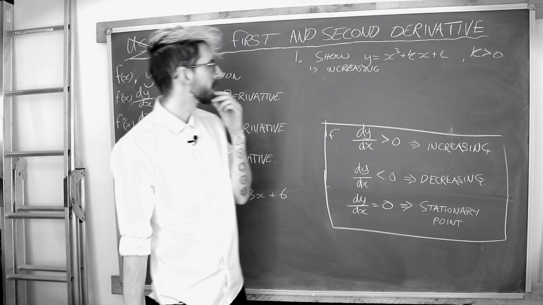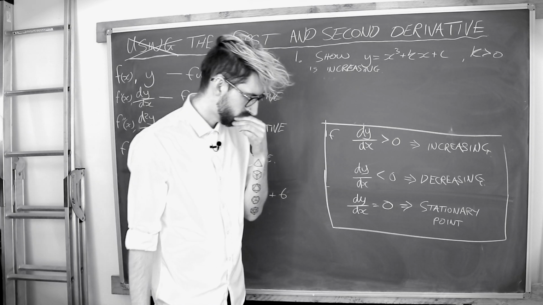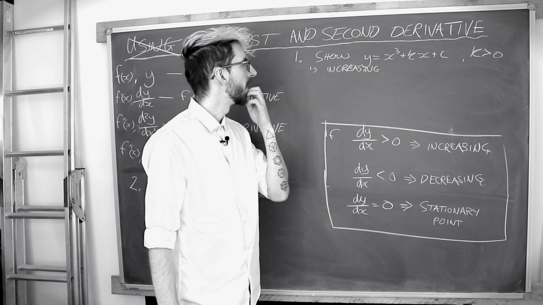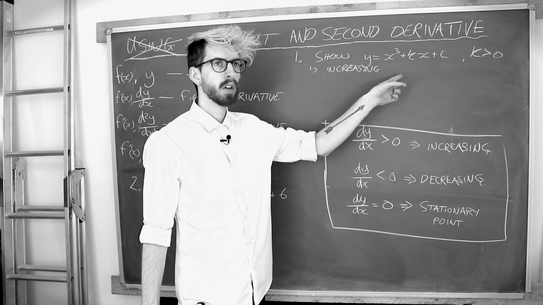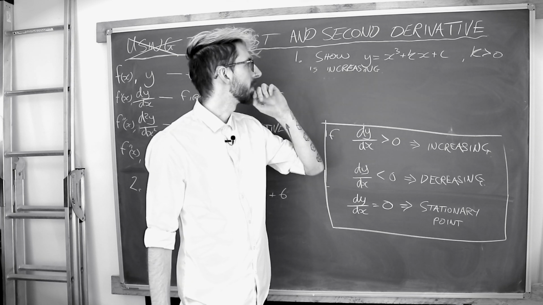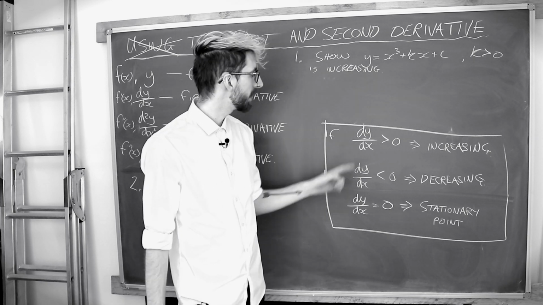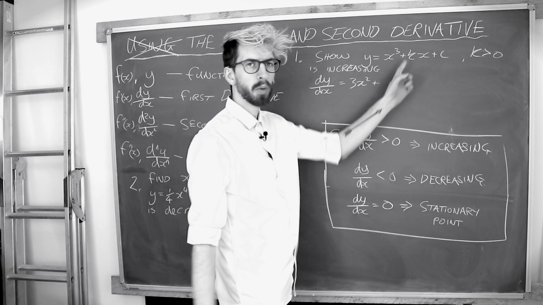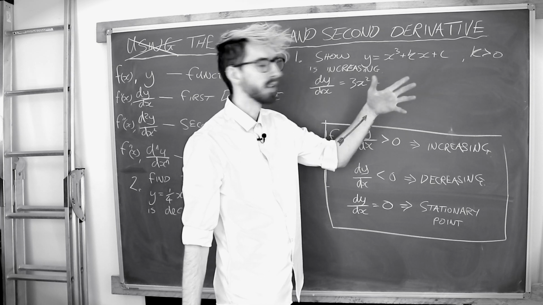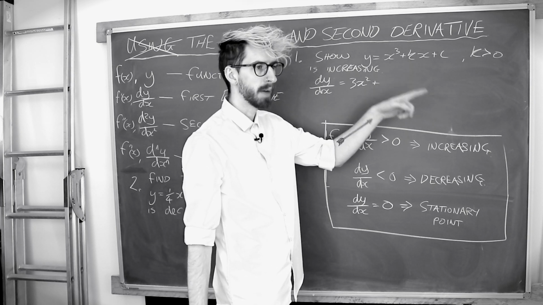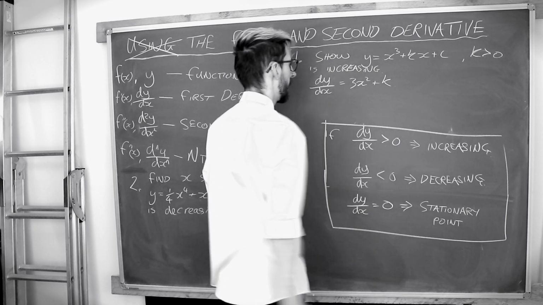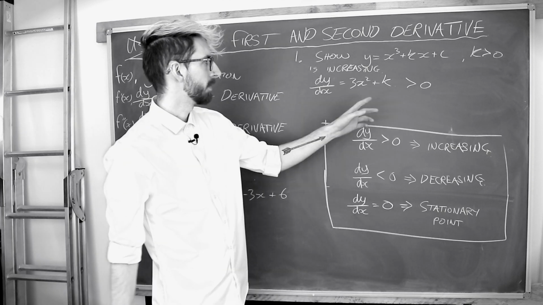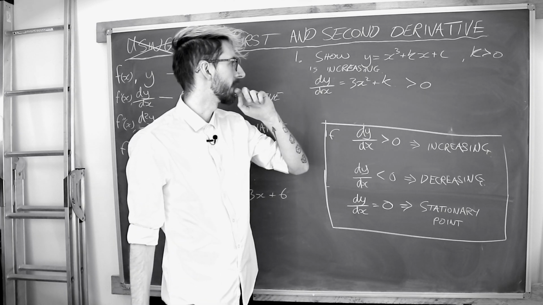So first things first, what are we actually trying to do? It's increasing when that's positive. So what values of x will make that positive? Well, we know we need to differentiate, so let's do that. We don't know what k is, but it's a constant. So a constant times x differentiated is just k. And we want that to be greater than 0. Not just k greater than 0, this greater than 0.